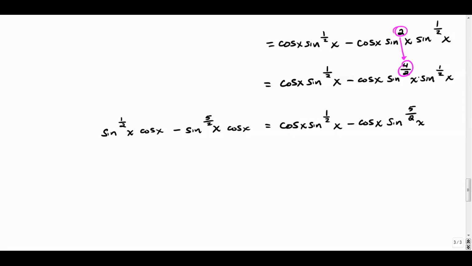Okay, so my first term is sine 1/2 x cosine x. Same thing over here. They're just written in a different order. So maybe I'll write them in the correct order. My second term is minus this thing in a different order. That's pretty cool. I'm pretty much finished.